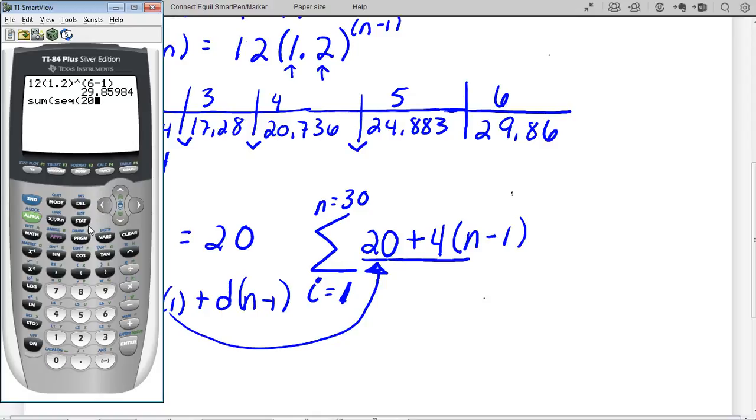So 20 plus 4 times, and then this button here, n minus 1, parenthesis, comma, n, remember it wants the variable, then my starting value, which is the first row, and then my upper value, which is the 30th row. Oops, not the 300th row.